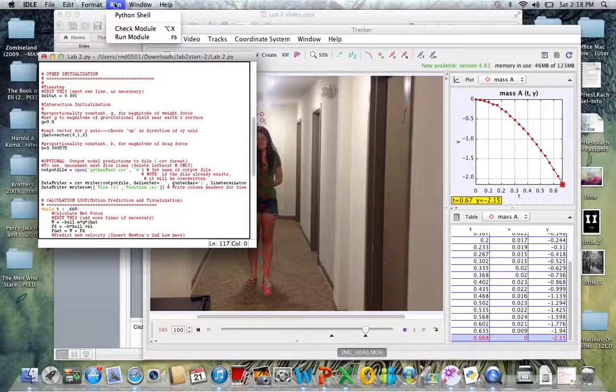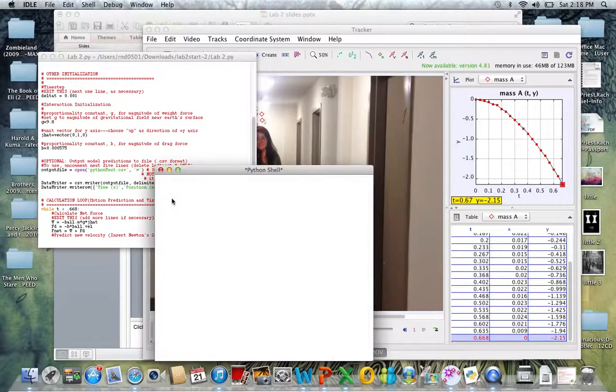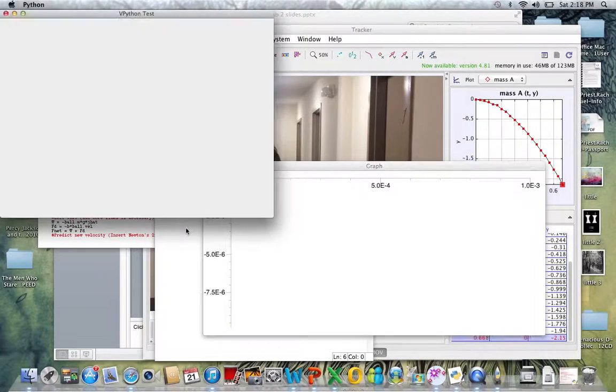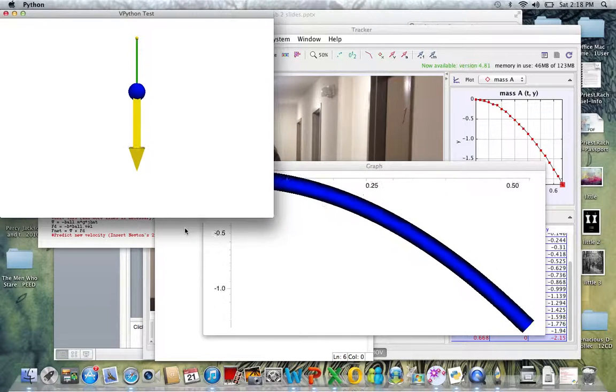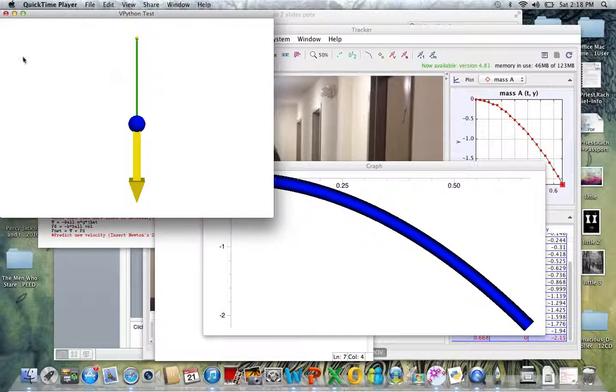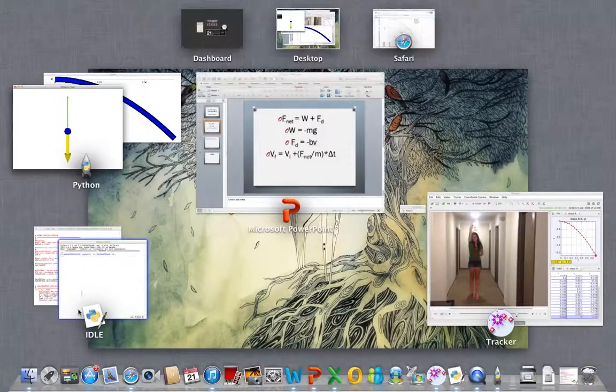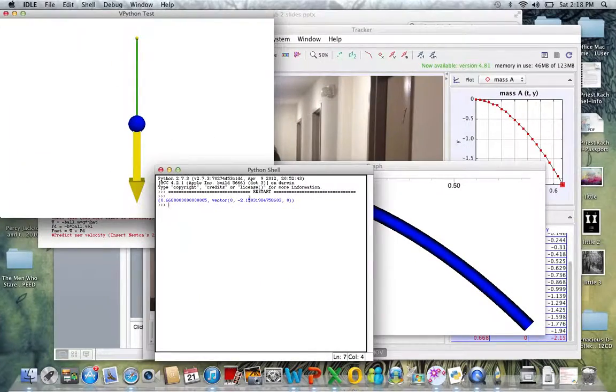So we found this by running the model. And after it shows you this, you can look here, and this shows you the final position. And we see that the final y position is negative 2.150, which is the same as it is in our experiment.